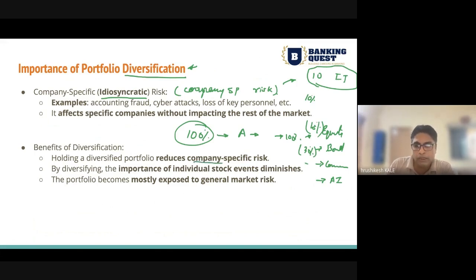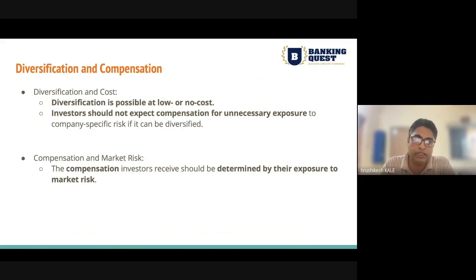It reduces the company specific risk. Importance of individual stock events diminishes. One company cannot change the outcome of my portfolio because I have many companies. And the portfolio becomes mostly exposed just to general market risk and no idiosyncratic risk. So only market risk remains, company specific risk will not remain. So that's one of the benefits of diversification.